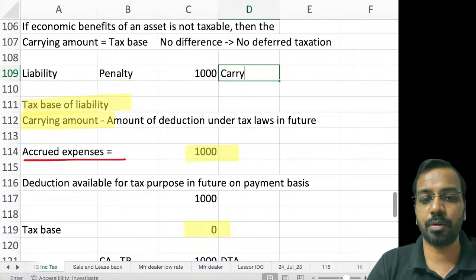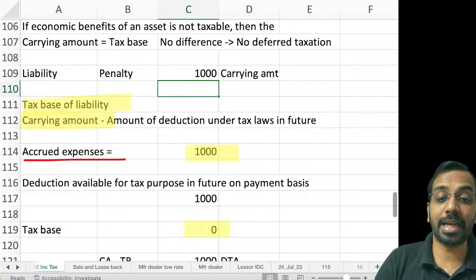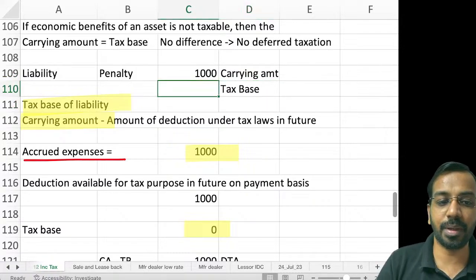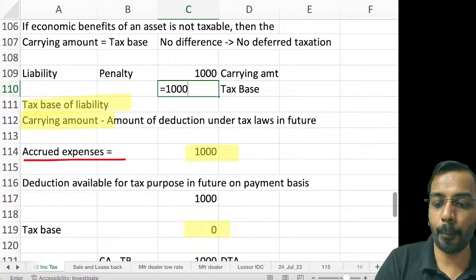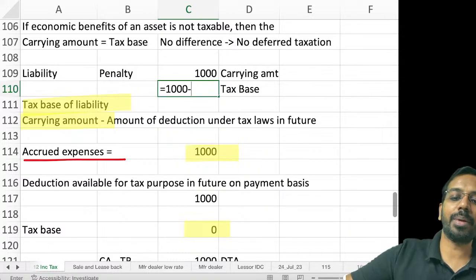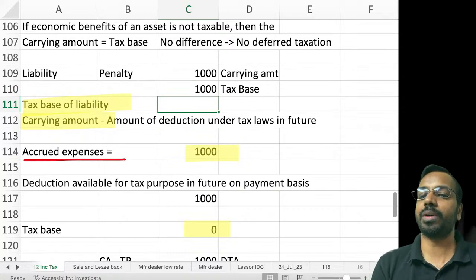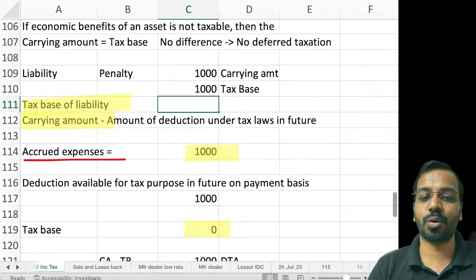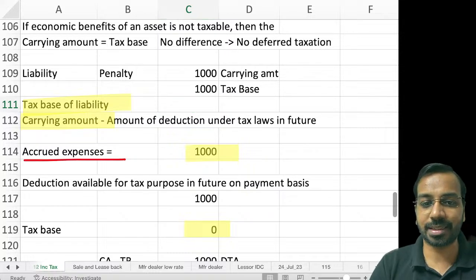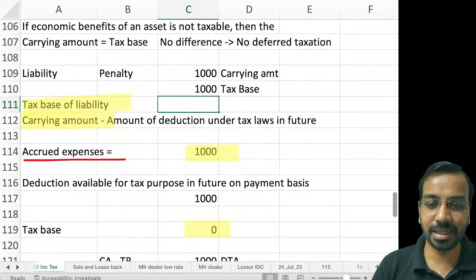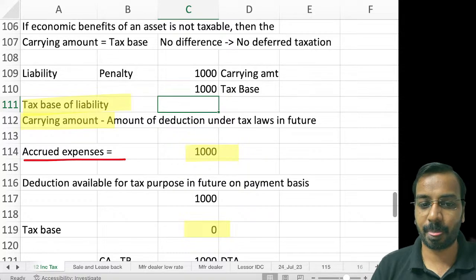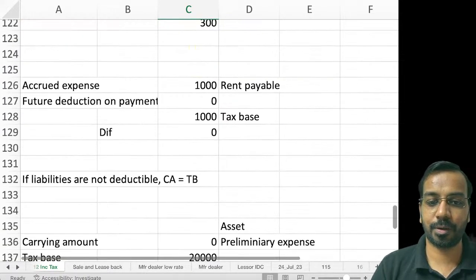This is my carrying amount. And what will be the tax base? Tax base will be 1000 minus the amount that will be allowed in the future, 0. This will also be 1000. So 1000 minus 1000, there is no difference, and hence the question of deferred taxation does not arise. Is that clear? Any question on this? No questions.